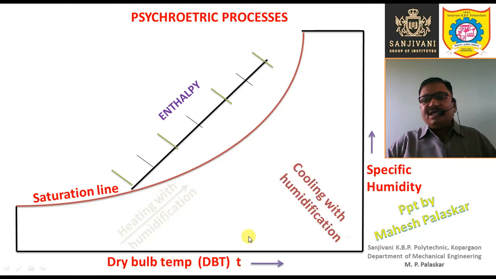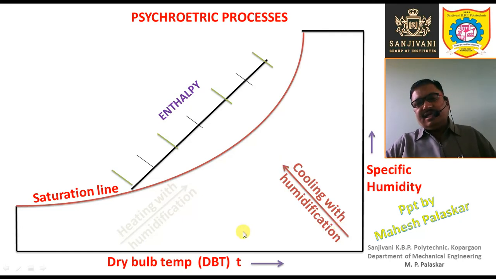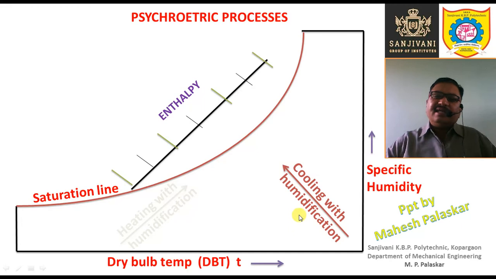The second one is cooling with humidification, right? Cooling means the direction should be towards the left and humidification means in the upward direction. So it is a combination of left and upwards. Left means cooling and humidification means upwards. So this arrow indicates cooling with humidification, right? If you are asked to represent this process, you just draw an arrow like this and write here, that is cooling with humidification. Okay.